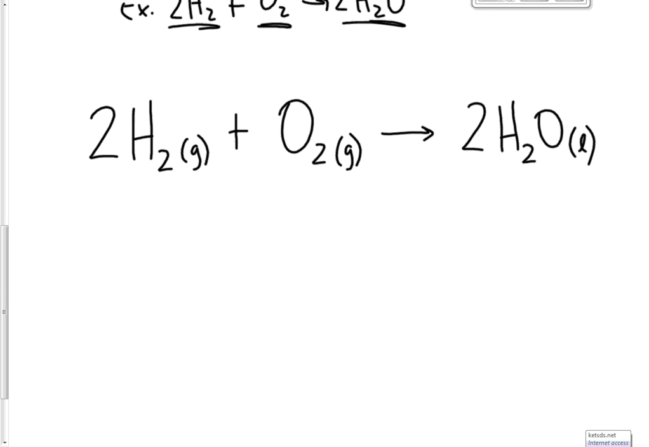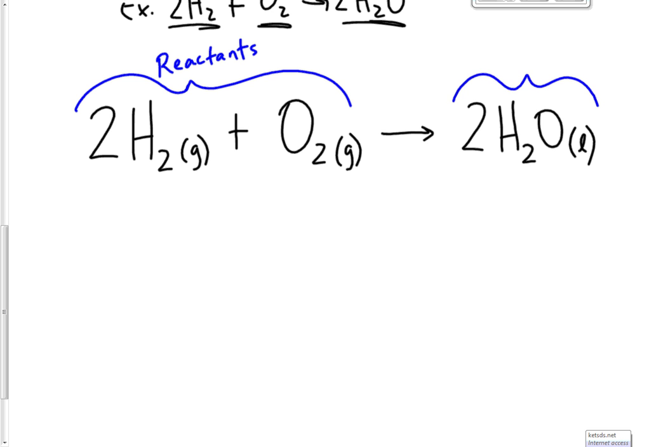Let's talk about what all of these are. First of all, we need to know that everything on the left side of the arrow, those are our reactants. Everything on the right, that's our products. So we have our products and our reactants. Probably one other thing I need to add. I'm going to add a triangle above the arrow. We'll talk about what that is. So you have your reactants on the left and you have your products on the right.